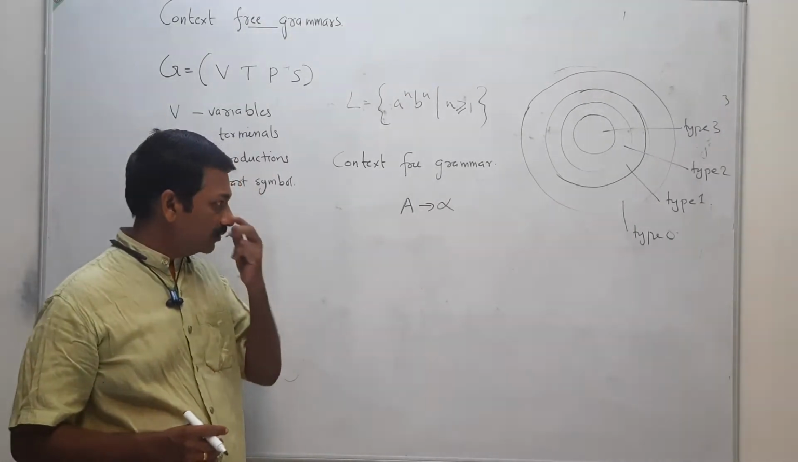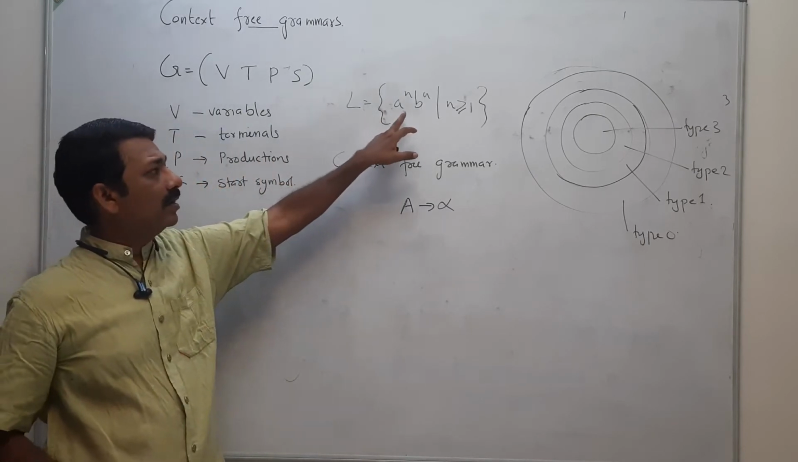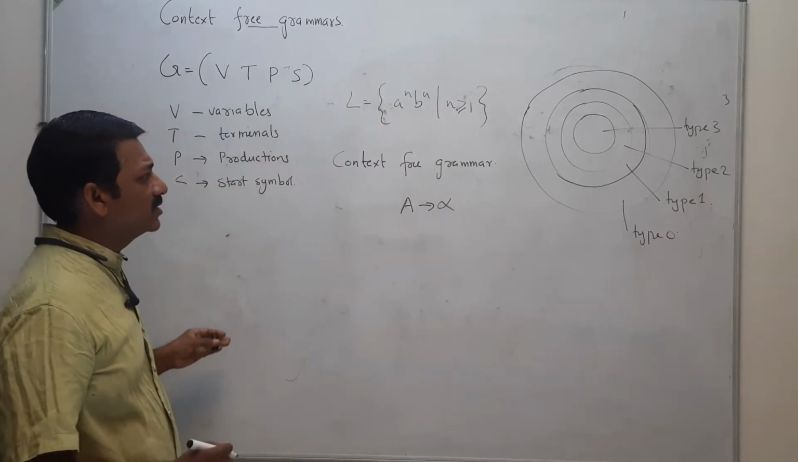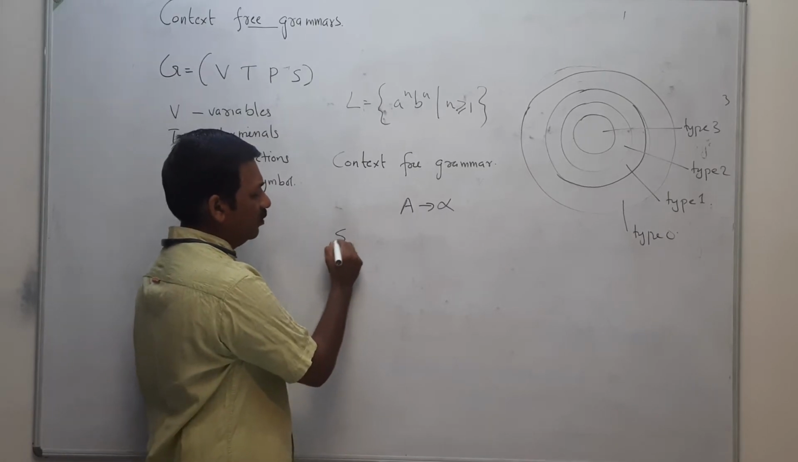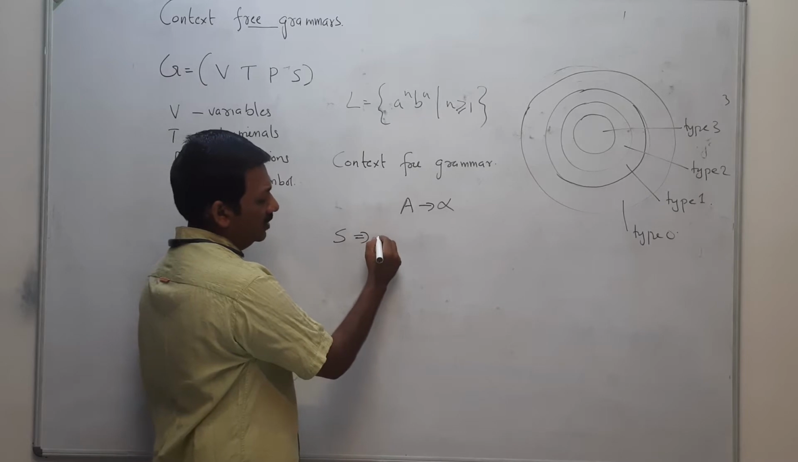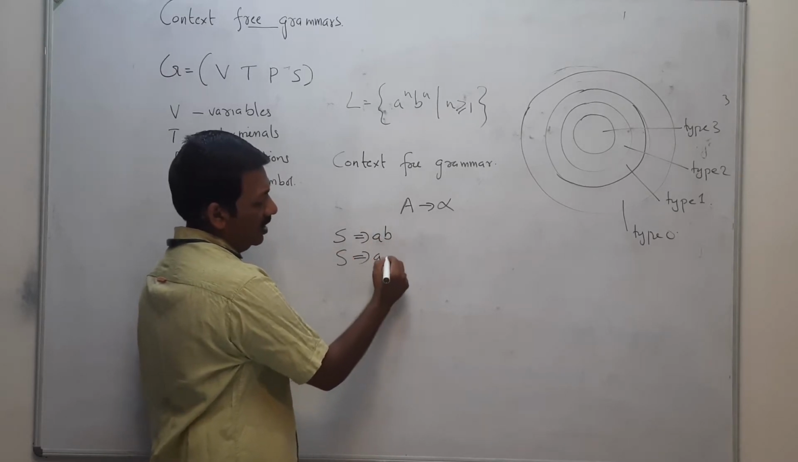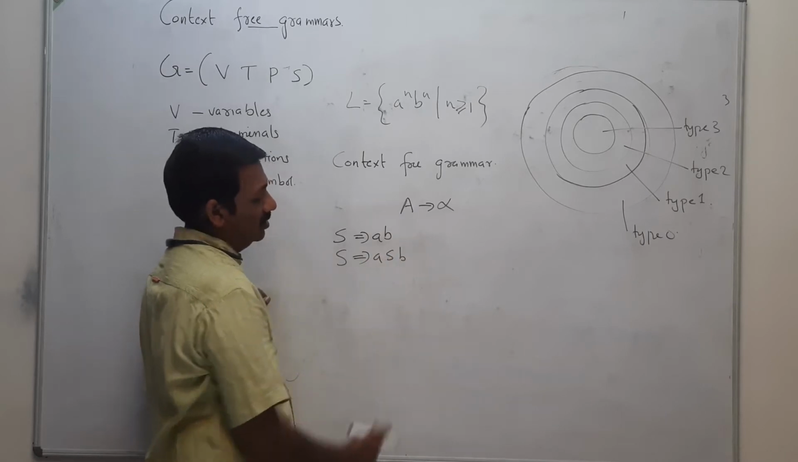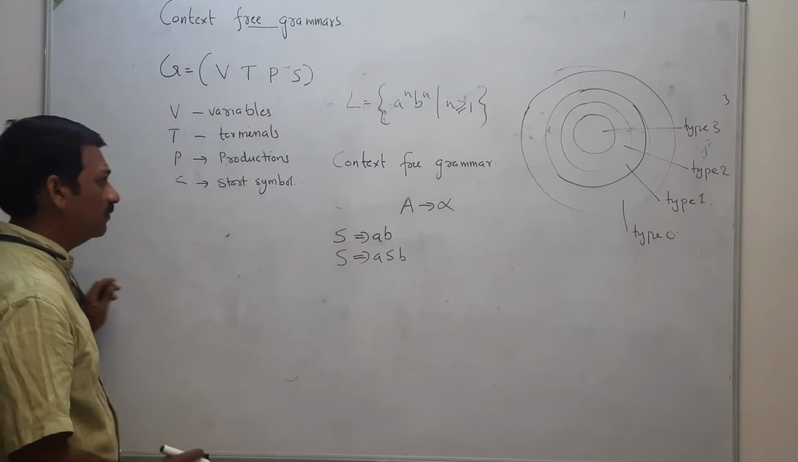And I am going to have a grammar for this. For the language L that derives a raised to n b raised to n where n is greater than or equal to 1, I am going to have S derives ab or S derives aSb. That means this is the grammar for generating a power n b power n, where n is greater than or equal to 1.